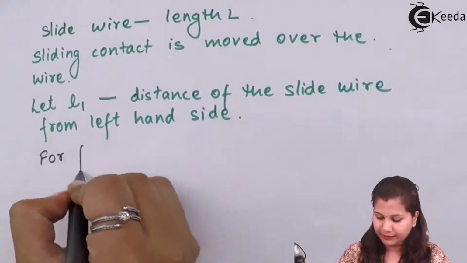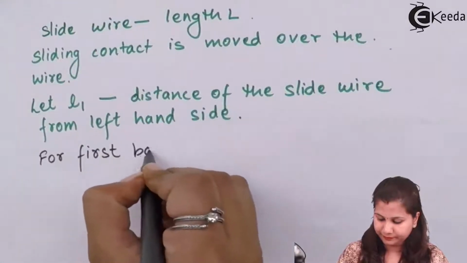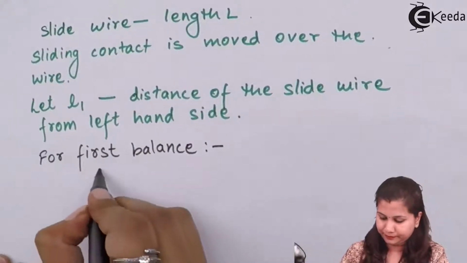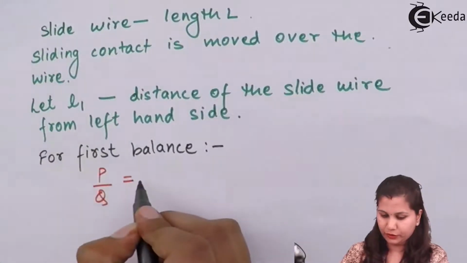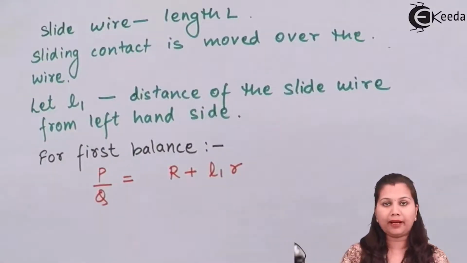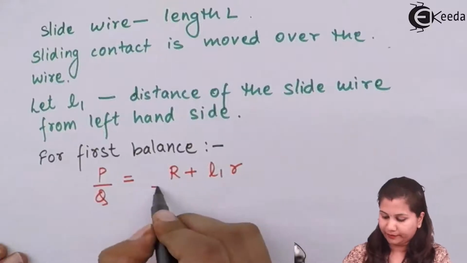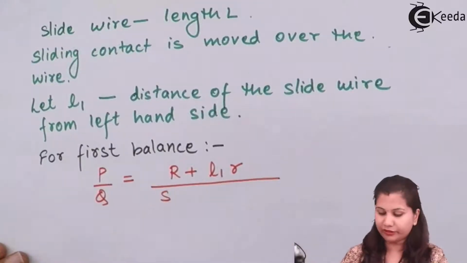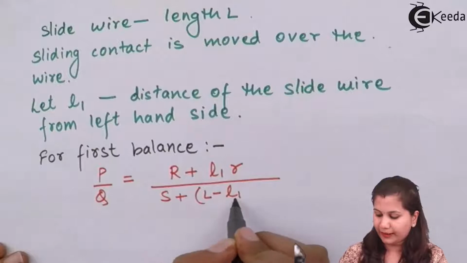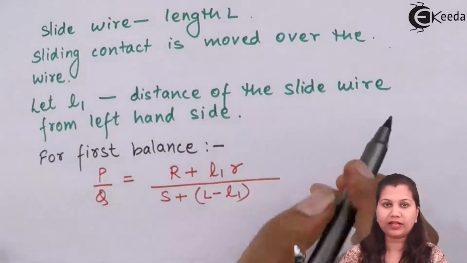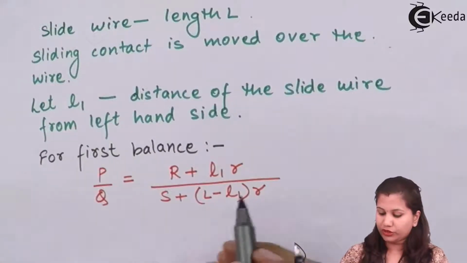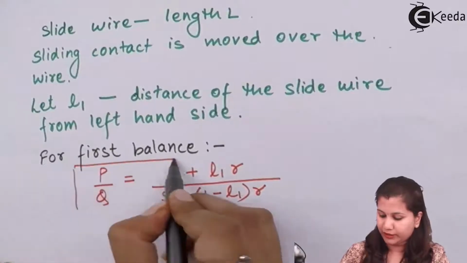for the first balance, the equation will be like P upon Q equals R plus L1R, meaning L1R part will be added in the unknown resistance. And here we are having the standard resistance. So in that standard resistance, L, that is the total length of the slide wire, minus L1, that is the distance where we have got the null deflection, multiplied with R. Okay, so this is the balance equation for the first case.